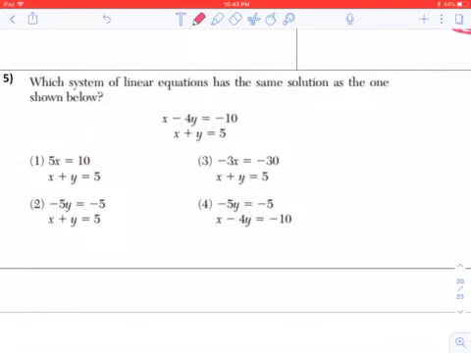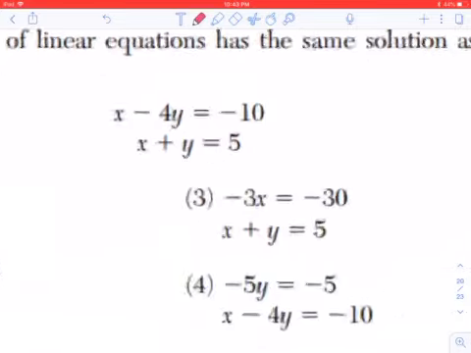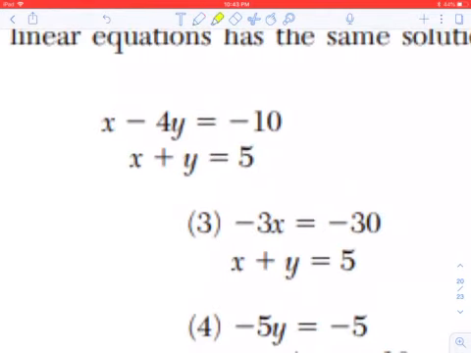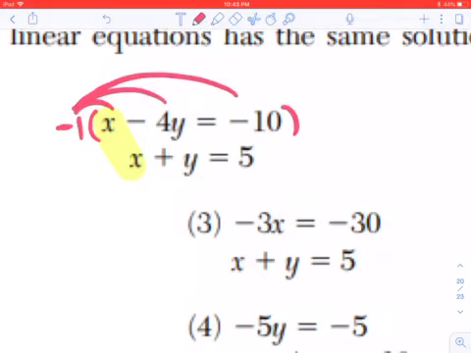Last question. Which system of linear equations has the same solution as the one below? So I need to figure out what the solution to this system of equations is. I'm going to solve this using elimination just because it's going to be the easiest. Since my x's already match, I just need them to be opposites. So what I'm going to do is take my top equation and multiply it by -1 to get them to be opposites. So that is going to give me -x plus 4y equals +10.